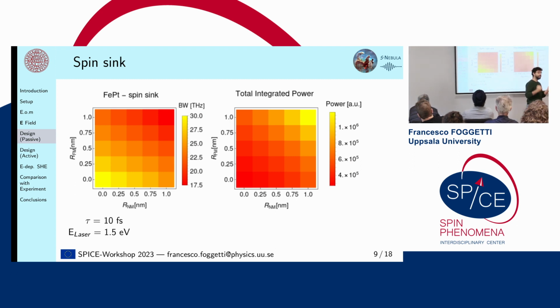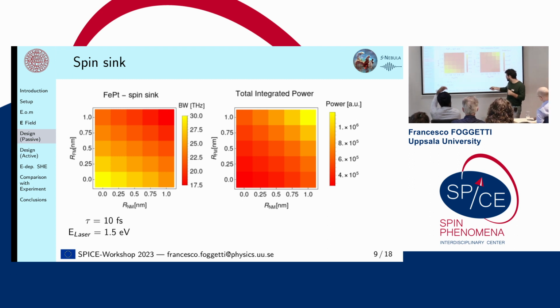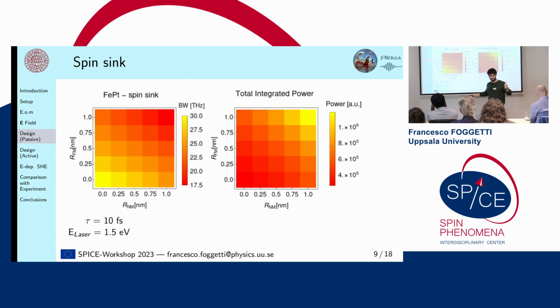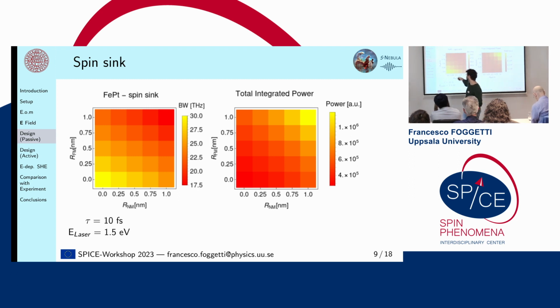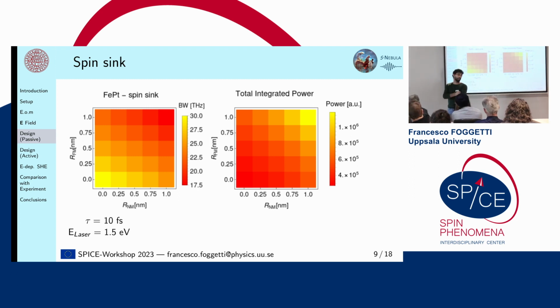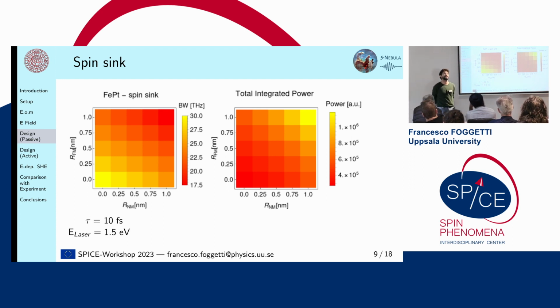What happens here? Here I'm varying, where is the laser? Here. The non-magnetic reflection coefficient and the ferromagnetic reflection coefficient on the X and on the Y. And what do we see? As a rule of thumb, a person could say, okay, if my signal is short, my bandwidth will be larger.